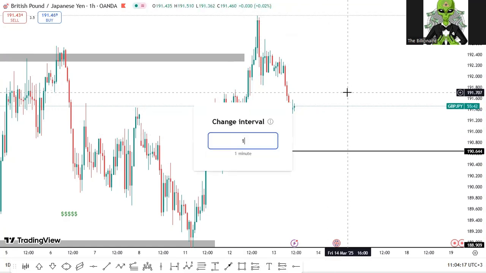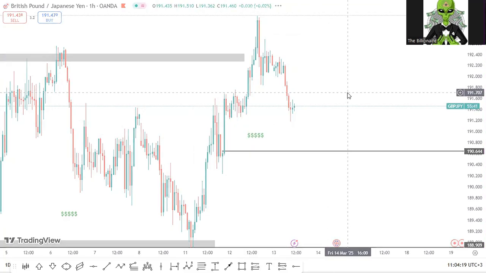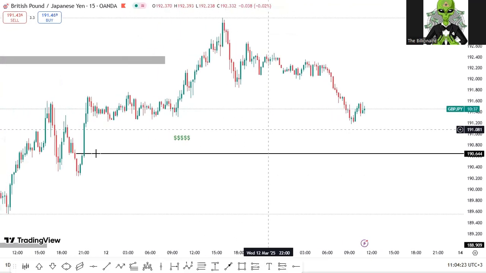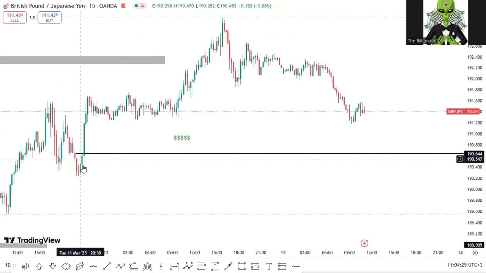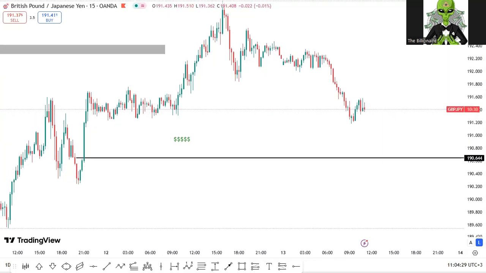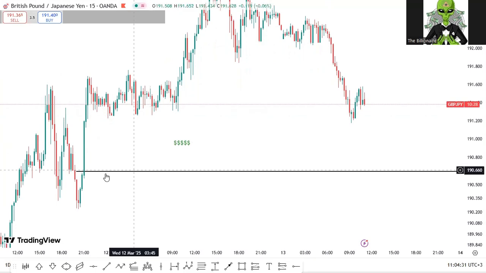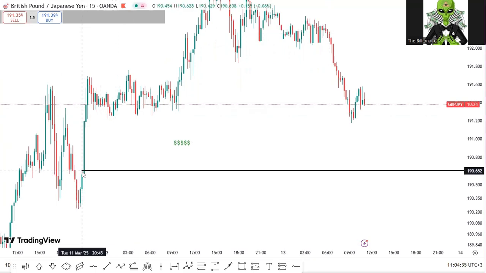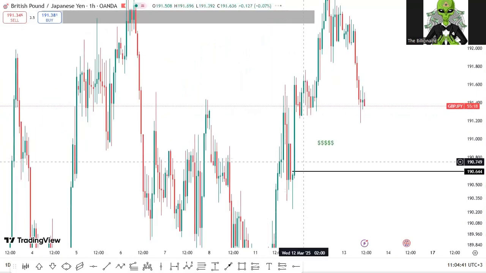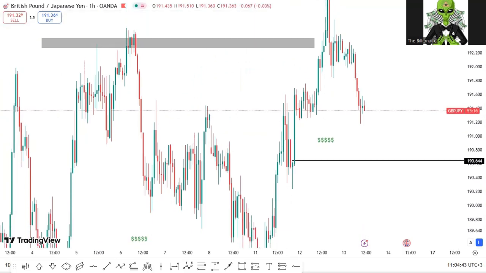So I just want to drop down to the 15-minute time frame to confirm. The order block still looks nice. Small candle followed by a large engulfing candle afterwards, right? So I'm very satisfied with the order block. So just to go back to the 1-hour time frame so I can draw my arrows.